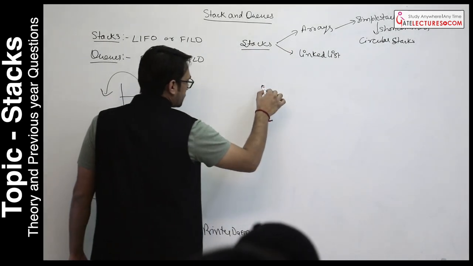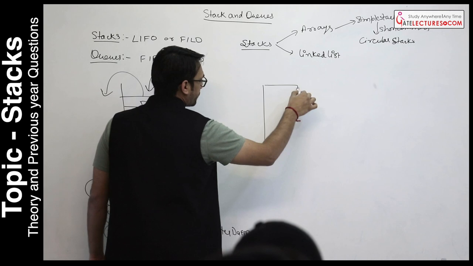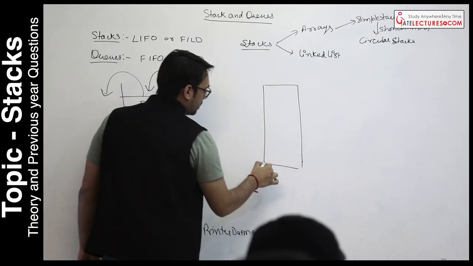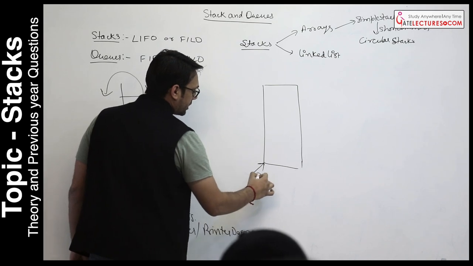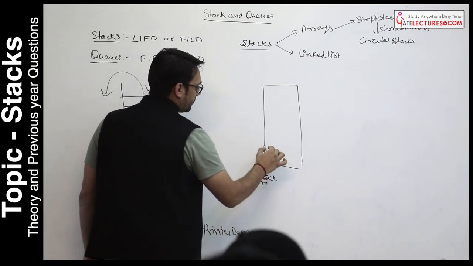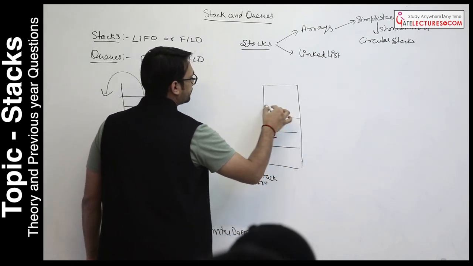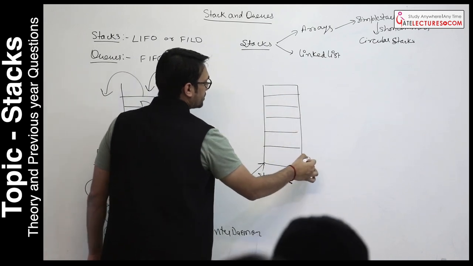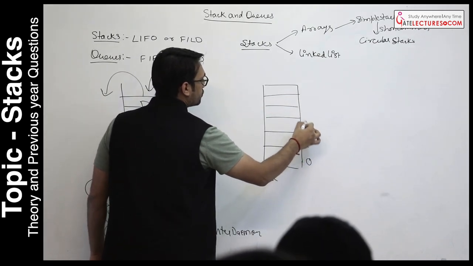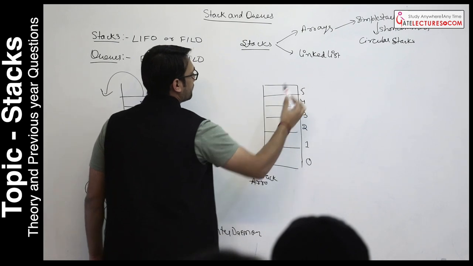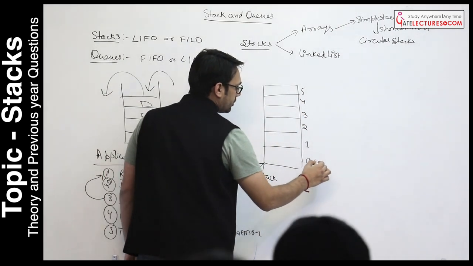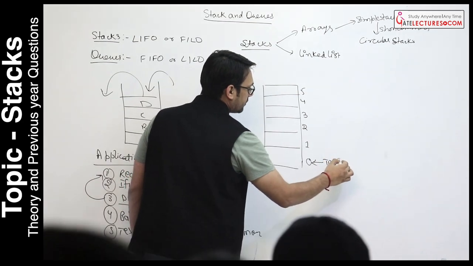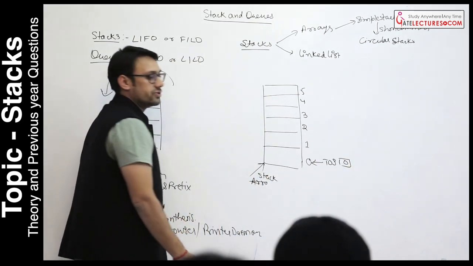Now in case of arrays, we can use an array to implement a stack, assuming the name of the array is stack. It will have some index locations, for example index location 0, 1, 2, 3, 4, and 5. Now there's something called top of stack. Initially here it is storing 0.